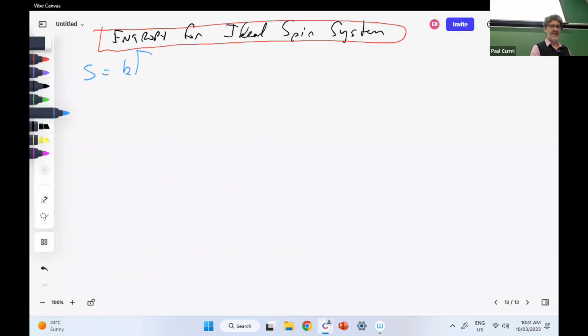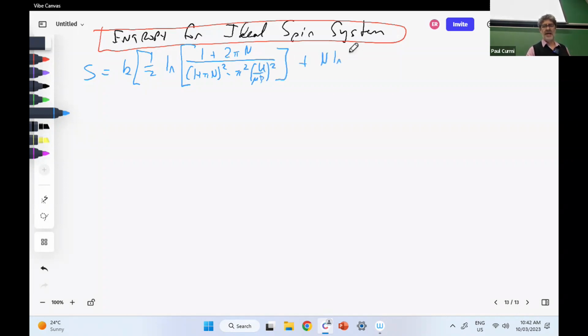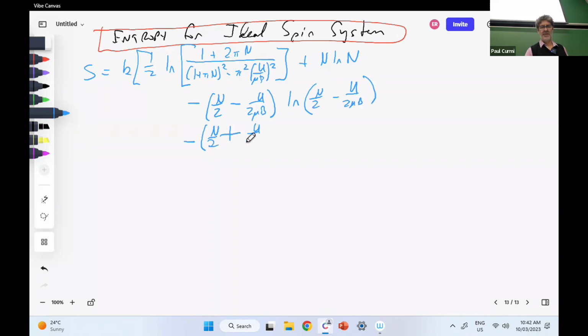S is equal to k times a half ln some horrible stuff, 1 plus 2 pi n over 1 plus pi n squared minus pi squared u over mu B squared, all of that, plus this silly term, n ln n, yep, then the two nice terms, minus (n/2 minus u/2 mu B) ln of the same term, n/2 minus u/2 mu B, minus (n/2 plus u/2 mu B) ln (n/2 plus u/2 mu B). Okay.